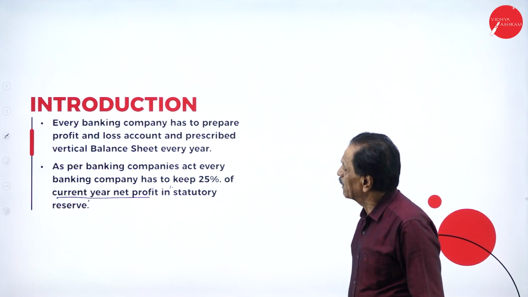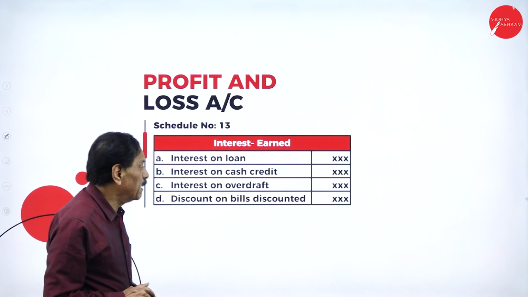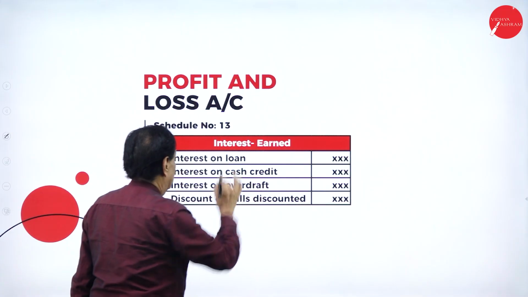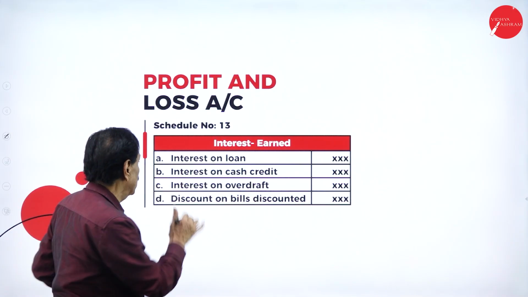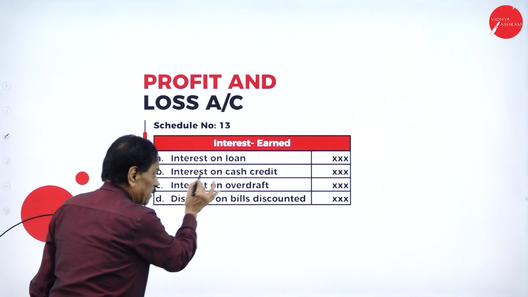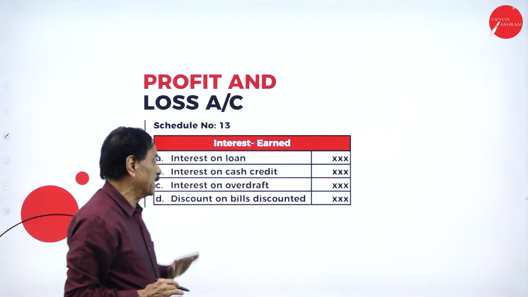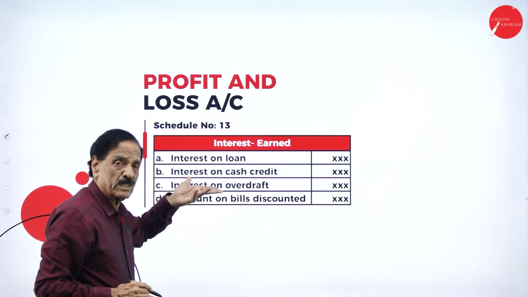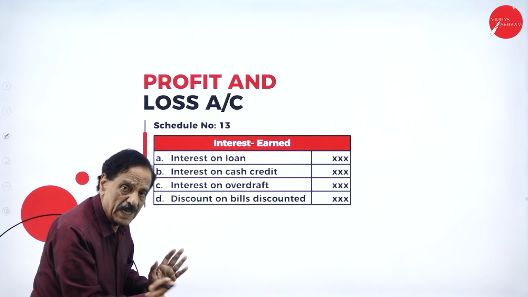Now we go with the format. Profit and loss account, schedule number 13, interest earned. In interest earned, the bank earns interest. Interest on loan is income to the bank. Interest on cash credit is income. Interest on overdraft is income. Discount on bills discounted, I will explain, comes under schedule number 13.